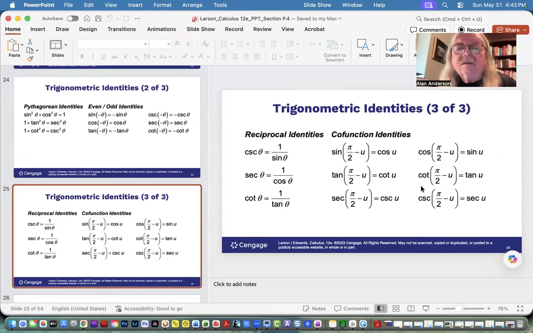Oh God, look at them all. These you should remember, the reciprocal ones. The cosecant is the inverse of the sine. The secant is the inverse of the cosine. The cotangent is the inverse of the tangent. These other ones, I don't know if it's worth your while to memorize these, but they may show up when we're doing problems with trig.